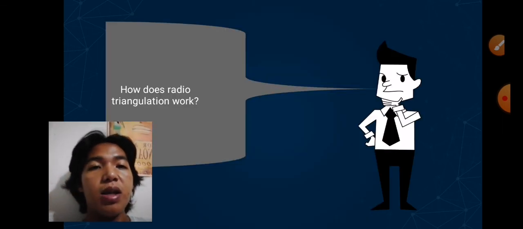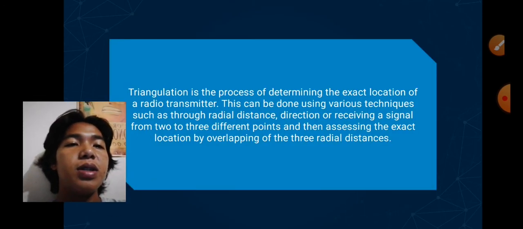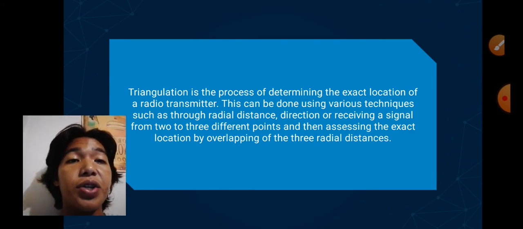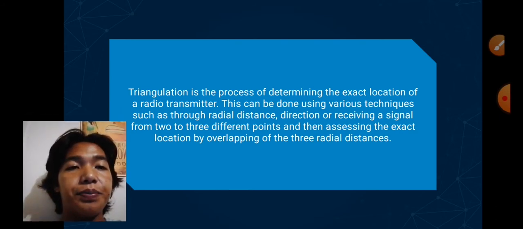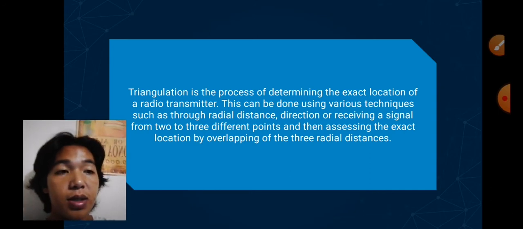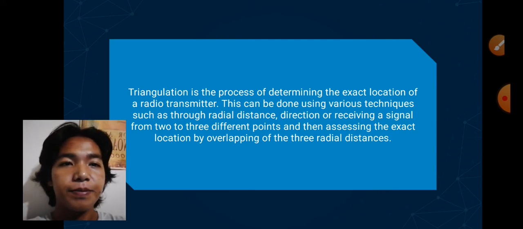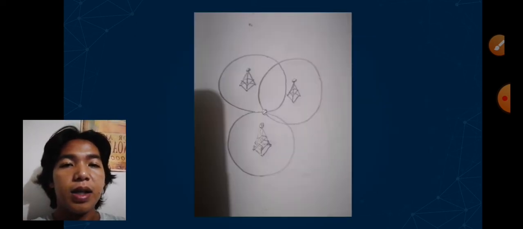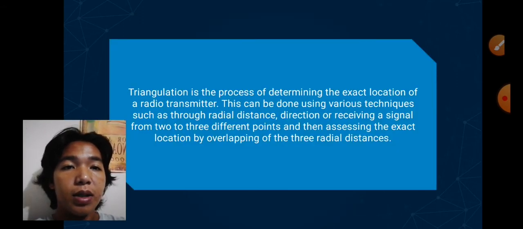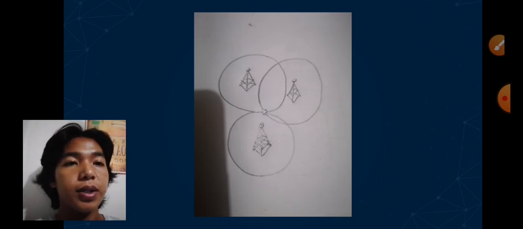So how does radio triangulation work? Triangulation is the process of determining the exact location of a radio transmitter. This can be done using various techniques such as through radial distance, direction, or receiving a signal from two or three different points and then assessing the exact location by overlapping of the three radial distances. As I defined radio triangulation, this is the illustration of how it works.